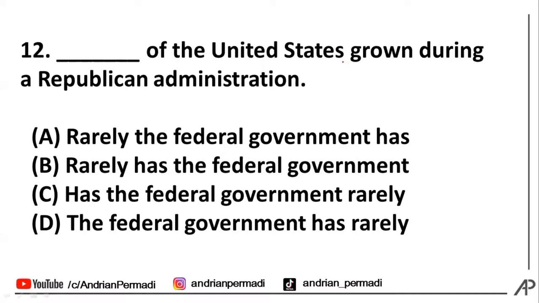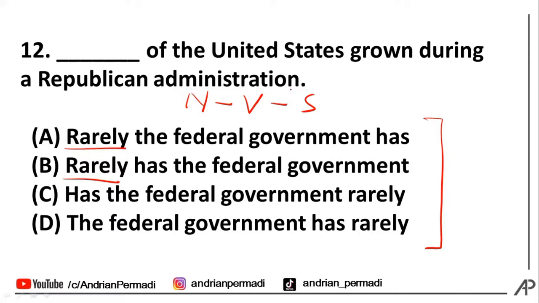Let's go to number 12. Now, for number 12, we can see that there are interesting choices of answers where we can see negative expressions such as rarely being offered in the choices. Now, if we have found negative expressions such as rarely or barely or not, no, and many others, then the structure of the sentence is considered to be an inverted structure, where after the negative expression will come the verb, and afterward we will have the subject.